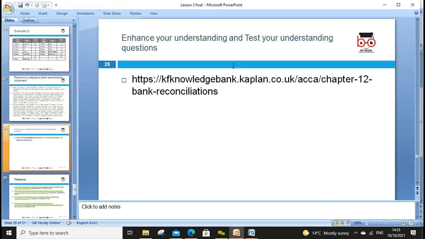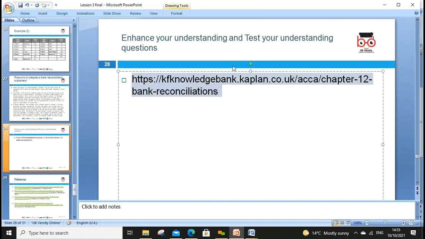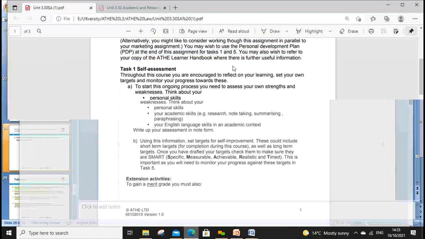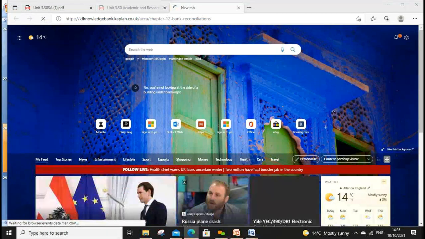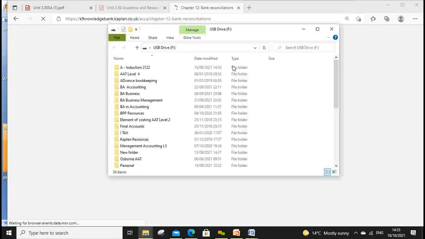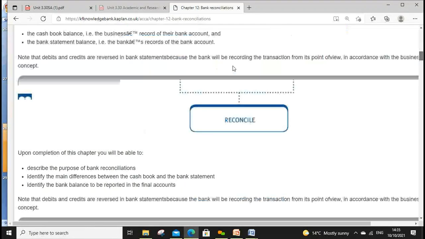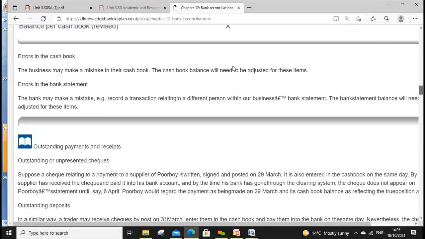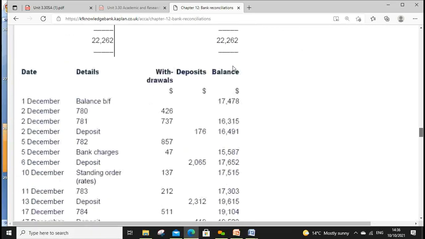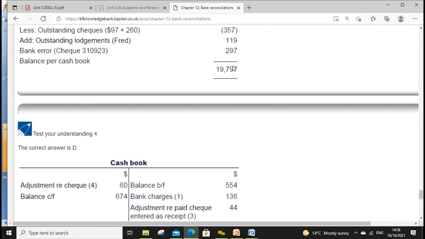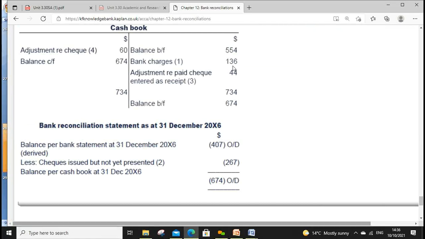Then I included a link for you to enhance your understanding. What you need to do is copy this link and paste it into your browser. I'll show you here, and that will help us understand further. We have good test-your-understanding questions, so please make sure you go through them before the next lesson. You have a lot of examples here, so please go through and practice.